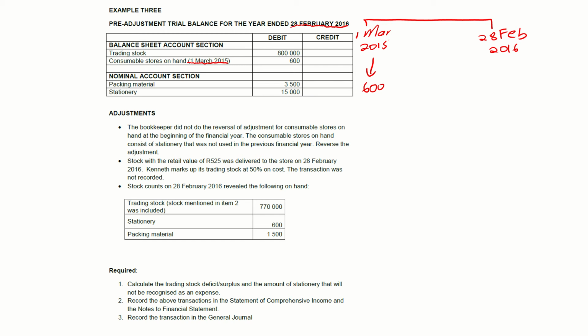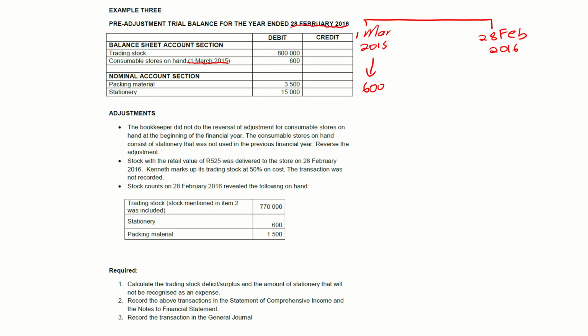Meaning that before we can even try to buy new stuff of whatever was not used, we need to expense that 600 Rand first. We need to use that 600 Rand. Remember, when it comes to things like stationery that we are not selling, cleaning material that we normally use to clean our stores, and packing material, all of those will only be expensed when used. So since that is from last year, we're gonna start using that 600 Rand of consumable stores from last year before we can even buy new stuff.